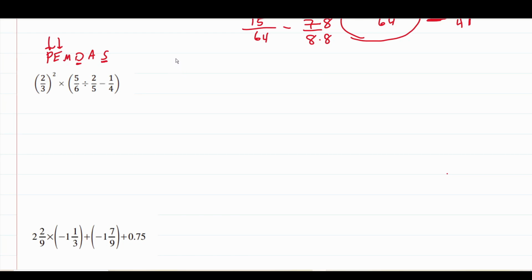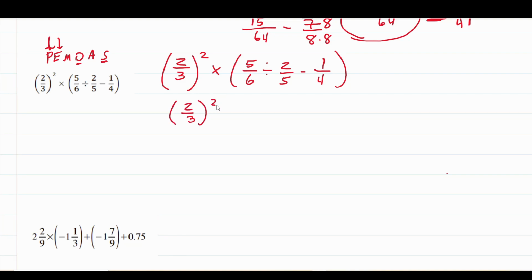So to start, let's copy this down as if it was on scratch paper. We have 2/3 squared times 5/6 divided by 2/5 minus 1/4. Again, let's work on what's in parentheses first, and we're going to follow the order of operations inside the parentheses itself. So this is 2/3 squared times, again, we're going to do this division before this subtraction according to the order of operations.